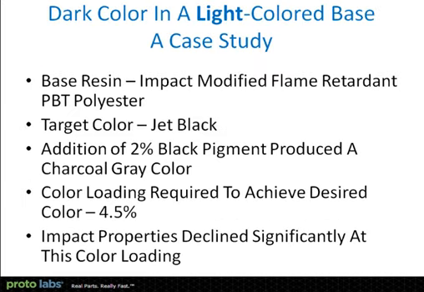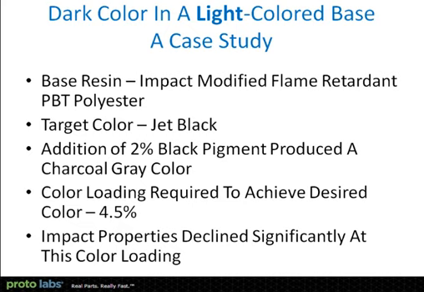So this is an example of an attempt to do a dark color in a light color base resin. The base resin in this case was an impact modified flame retardant PBT. So we have the PBT providing some kind of a cream color. We have the impact modifier also contributing a whitish color. The flame retardant contributes a whitish color. And the customer says, I want this part to look jet black. So we put in the usual 2% black pigment, carbon black in this case, in order to achieve that black color. And we come up with something that looks decidedly different than jet black. In fact, charcoal gray would be a better description.